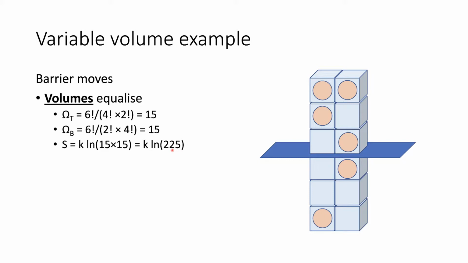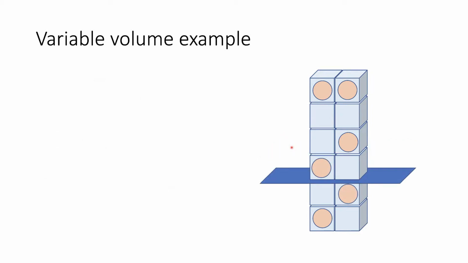But can we still increase the entropy further? Remember, the volumes are now equal. So what happens if we allow that barrier to move down again? Okay, so now we get to a point where the volume on the top is larger than the volume on the bottom. We've allowed the pressures to equalize. So the pressure we have here is 2 lattice sites for each gas molecule on the top and 2 lattice sites for each gas molecule on the bottom. So the pressures are now equal.